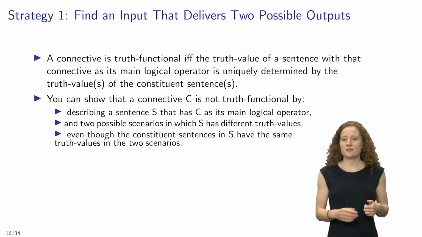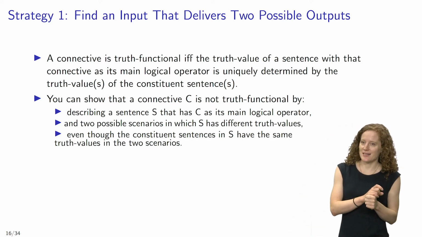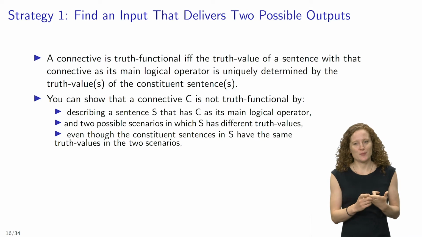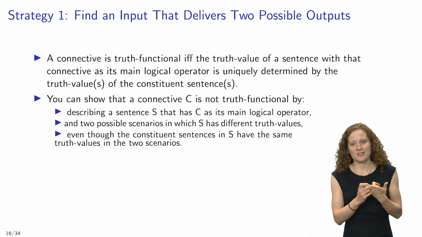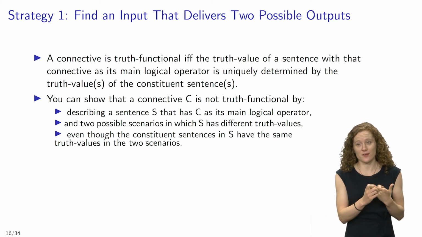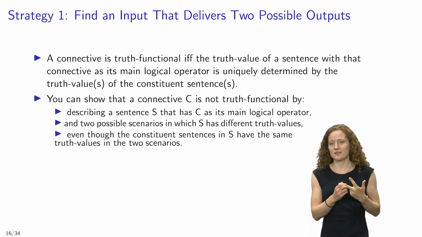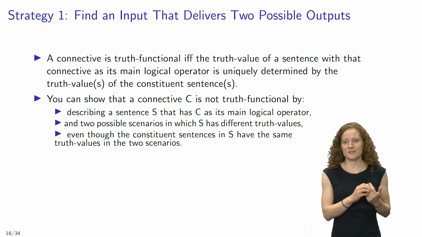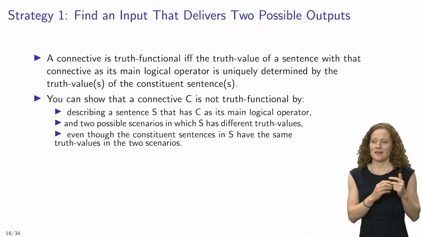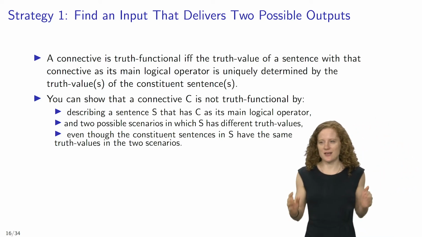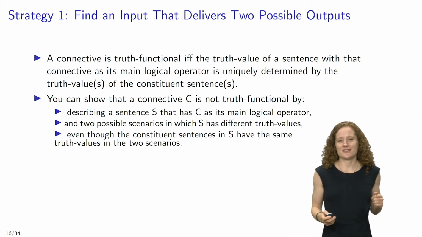First, you need to describe a sentence S that has C as its main logical operator. Second, you need to describe two possible scenarios in which S has different truth values. And third, you need to pay attention to the fact that in these two possible scenarios, the constituent sentences in S have the same truth values. So that's a little abstract. Let's look at an example.